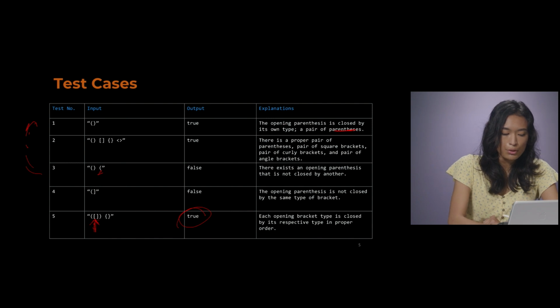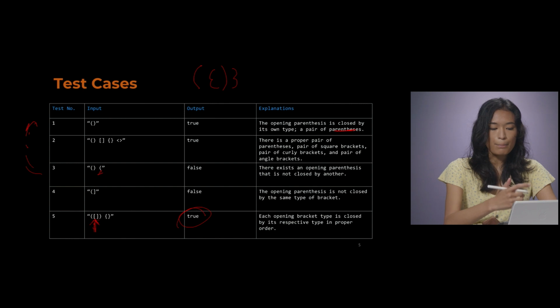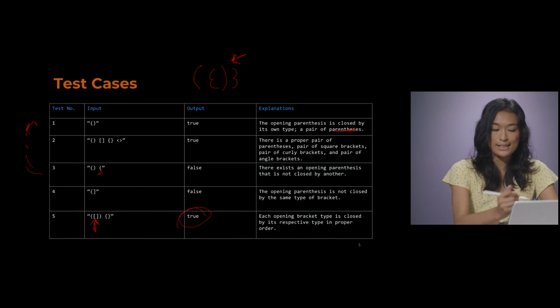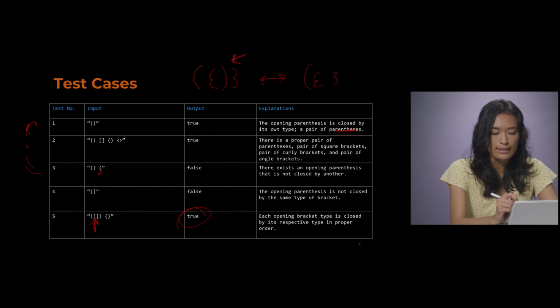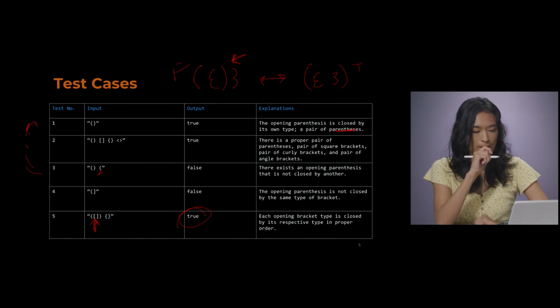So although this is true, if I had something like an opening parenthesis, opening curly bracket, closing parenthesis, and closing square bracket, it's almost like what we have with the nested square brackets in the parentheses in test case 5. But we have a conflict over here. We don't have the curly brackets being properly closed inside the parentheses. In order for this to be true, it would need to be in proper order, so it would need to be something like this. Right now, this is false. This would be true.